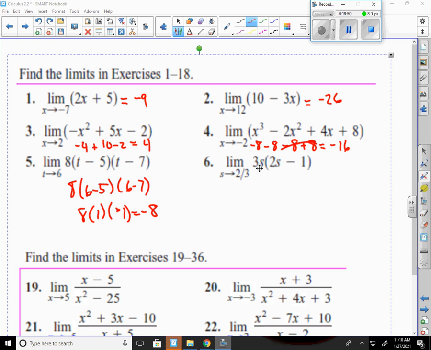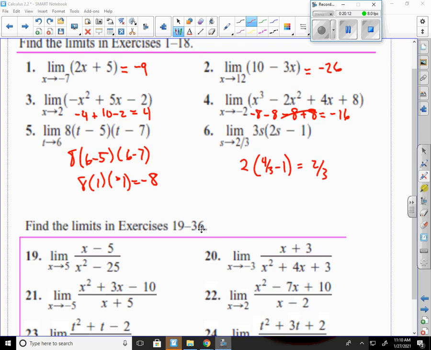Number 6, plug 2/3 in. 3 times 2/3 is 2. And then this would give me 2 times 2/3, which is 4/3, minus 1. That gives me 1/3 times 2, which is 2/3. So 1 through 6 should have been very easy for you. No reason to not get this.